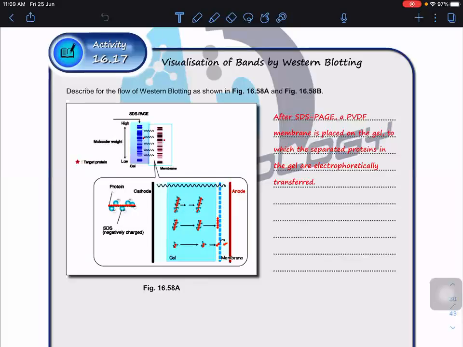Okay, so now how are we going to do this? Similar to the Southern blot, we do have the gel. Can you see that this is our gel? We place a membrane onto the gel. Similar. This membrane is called PVDF membrane. Or if you forget in the exam, just say membrane.